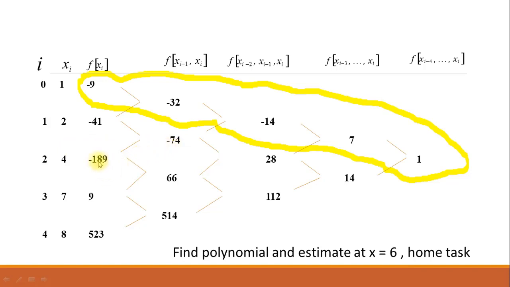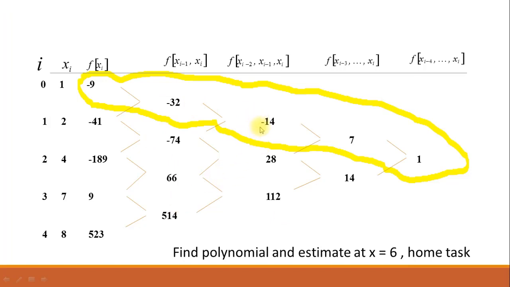Now subtract minus 189 from minus 9 and subtract 4 from 7, and then divide the difference by this difference, we get 66. Similarly, subtract 9 from 5 to 3 and subtract 7 from 8, and then divide the difference by this difference, we get 514. Now this is the first order differences and this is the second order differences.